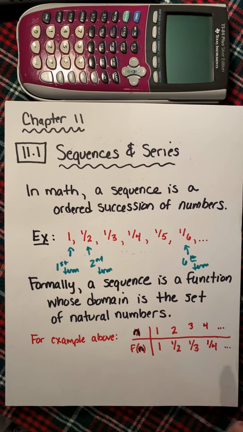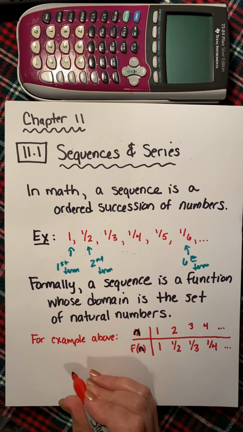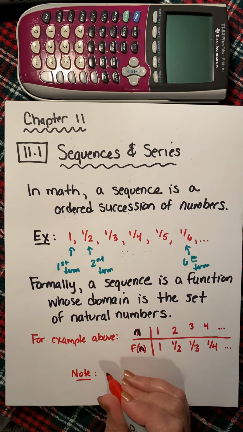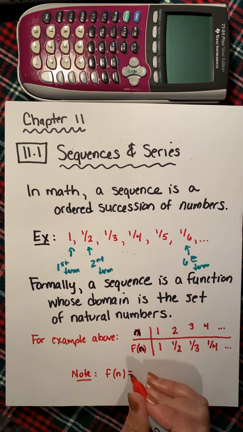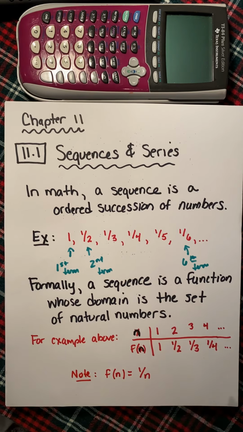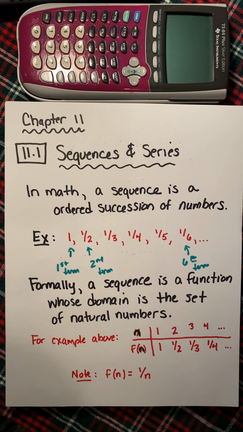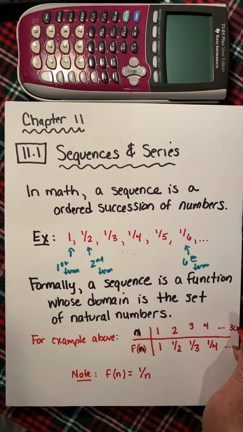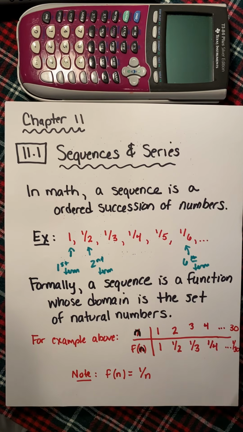Not all sequences have formulas, but note, in this particular example, f of n is defined by 1/n. The first term is 1/1, the second term is 1/2, the third term is 1/3. So the nth term is 1/n. So if I wanted to know the 30th term of this sequence, I wouldn't have to write out all 30 of them. I could just do 30. I could just call it 1/30, and so forth.